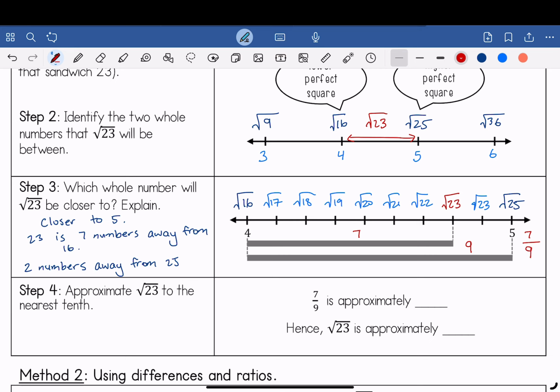So step 4, approximate the square root of 23 to the nearest tenth. 7 divided by 9 is approximately 0.8. Hence, the square root of 23 is approximately 4.8. 4, because it can't be a 5, because it's less than 5. So it's 4 and 7/9, approximately 0.8, so 4.8.